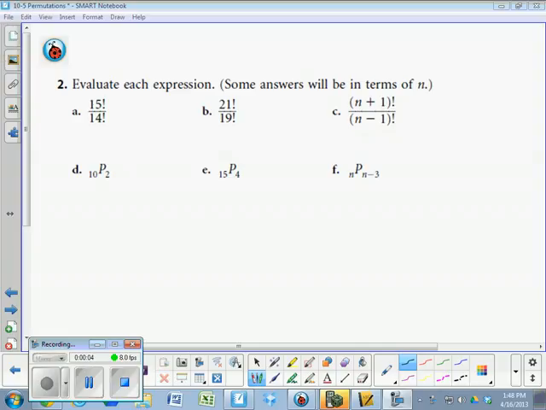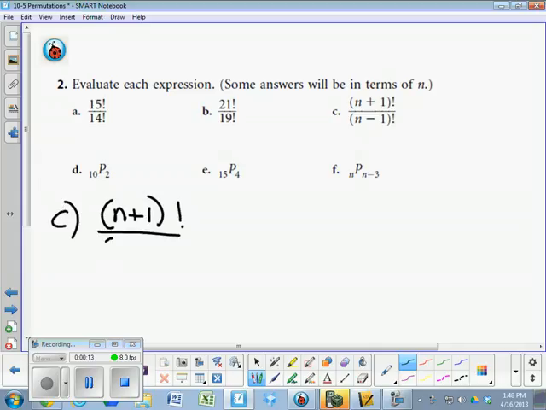All right, 2C here on the green worksheet for 10.5 is a bit abstract. They tell you (n plus 1) factorial over (n minus 1) factorial. So we don't know what n is. We use n a lot in math to generalize. That means it will work for any number. So before we do that, perhaps we'll use actual numbers to see what's going on here.